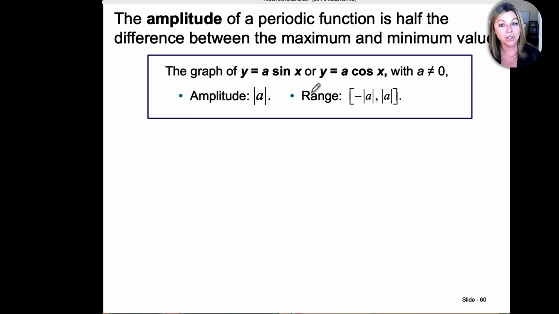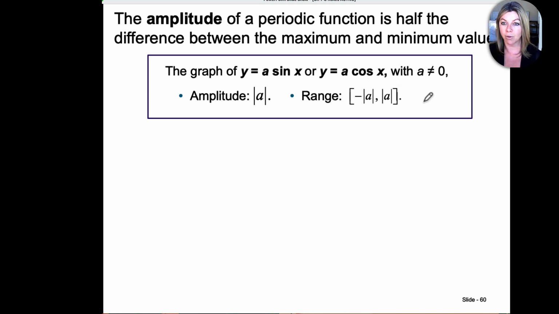The range, if it's amped up or down, is going to change, right? It's not just going to bounce between positive 1 and negative 1. If it's amped up, it's going to bounce between larger values further away from 0. Or if it's amped down, it's going to bounce between values closer to 0. So the range will change if the amplitude changes. It'll be negative the absolute value of a to positive the absolute value of a. And notice it's brackets, not parentheses.